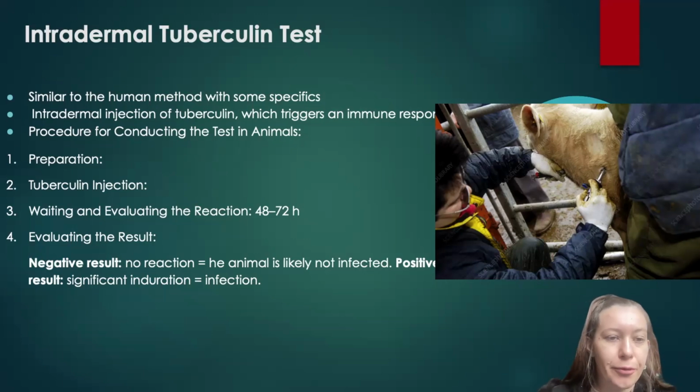And finally, the fourth stage is evaluating the result. And here we can get a negative or positive result. A negative result is the absence of a significant reaction, or a reaction whose duration is smaller than the set threshold. It suggests that the animal is likely not infected.